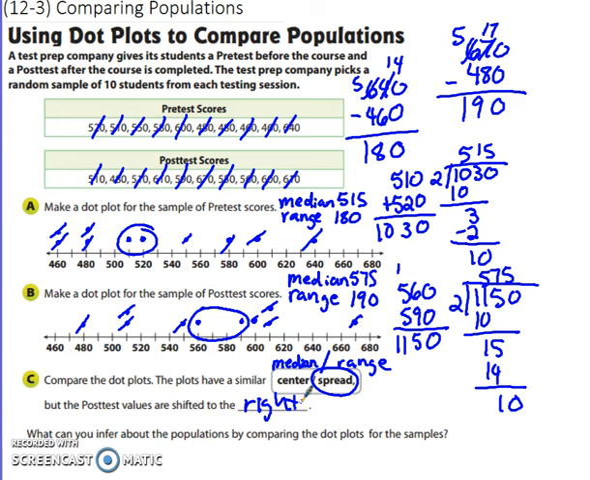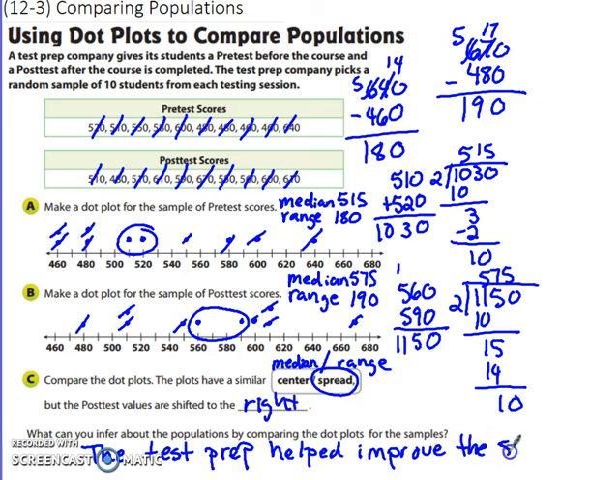So what can we infer about the populations by comparing the dot plot for the samples? So we could say the test prep helped improve the scores. The reason why they didn't do so good with the pre-test, but once they got the test prep, their scores went up. All right, let's go down to the bottom part, using box plots to compare populations.